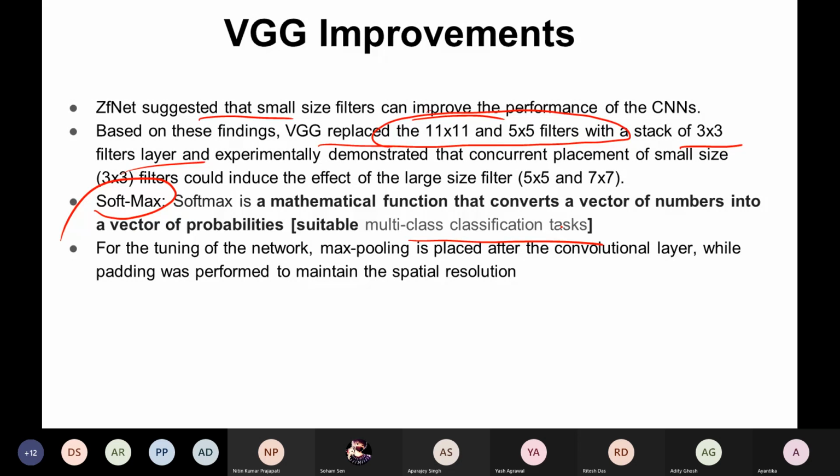So some other changes are there. The max pooling is placed after the convolution layer. You know why pooling is important. Another addition was that padding was performed to maintain the spatial resolution. I think now you all know the meaning of these components, but what is the importance, when was it first used, and when is it important.